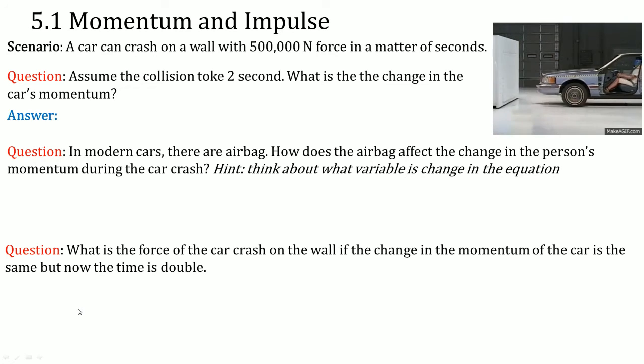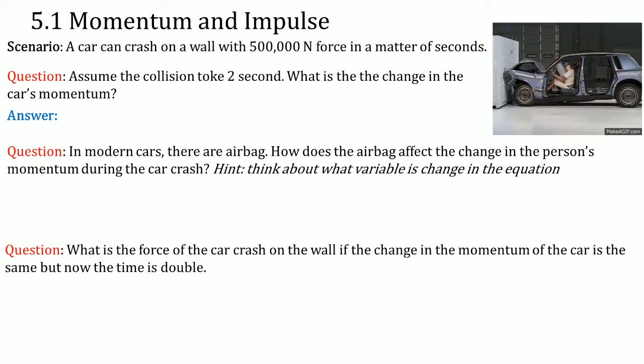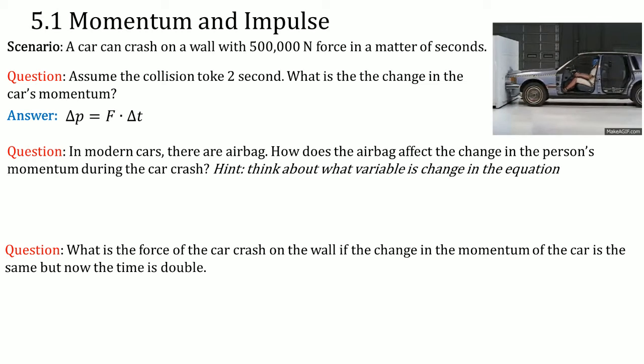The answer. We'll start off by setting up the equation. Delta P is equal to the force times delta time. Delta P stands for the change in momentum. Delta T stands for the change in time.